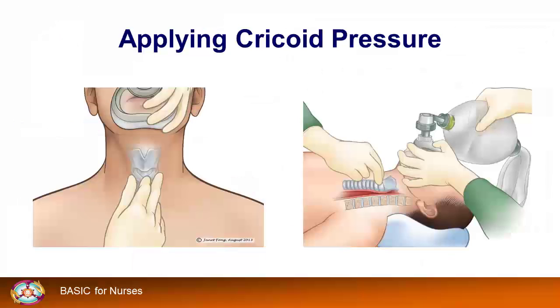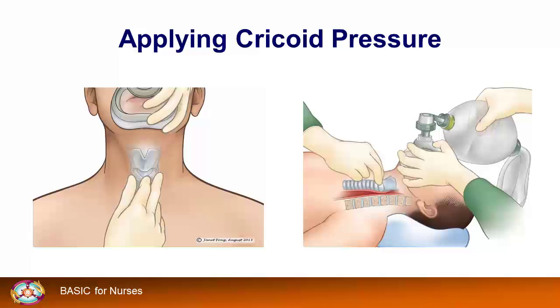Applying cricoid pressure. Applying cricoid pressure minimises the risk of the patient aspirating their stomach contents during intubation. So how do you locate the cricoid cartilage? So locate the thyroid cartilage, or the Adam's apple, and move your fingers down in the midline towards the chest. Below the thyroid cartilage, you will feel a soft area, the cricothyroid membrane, and then another cartilage. This is the cricoid cartilage.